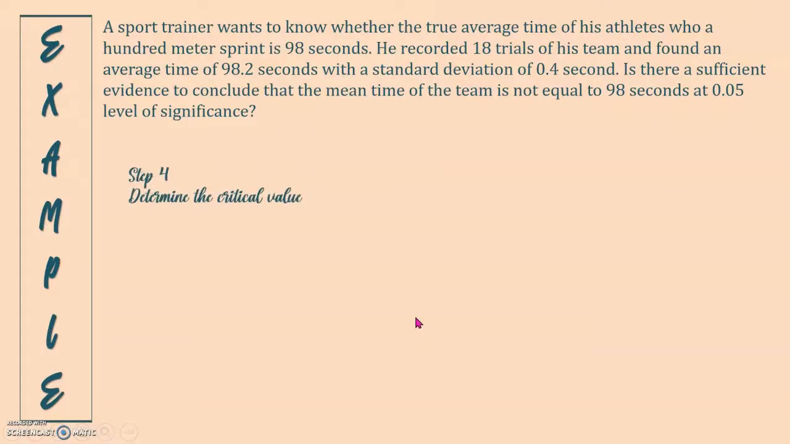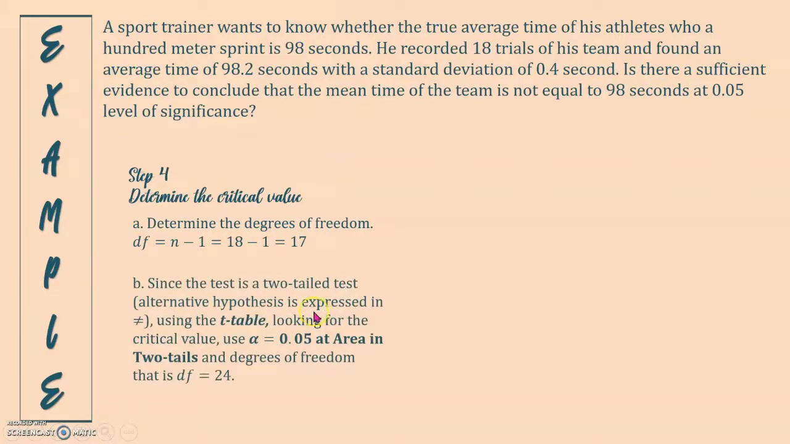Step 4, determine the critical value. First, we have to identify our degrees of freedom. That's n minus 1. n here is 18, so we have 18 minus 1, that is 17. And since our test here is a two-tailed test, because our alternative hypothesis is expressed in the not equal to symbol, using the t-table, we'll look for the intersection of degrees of freedom, that is 17, and alpha equals 0.05 at area in two tails.